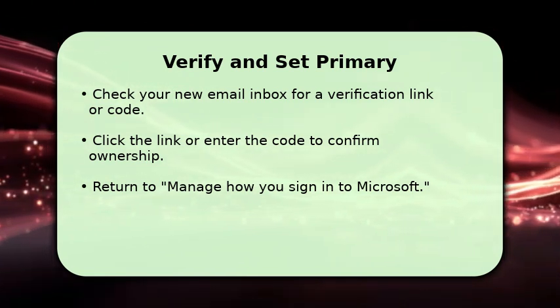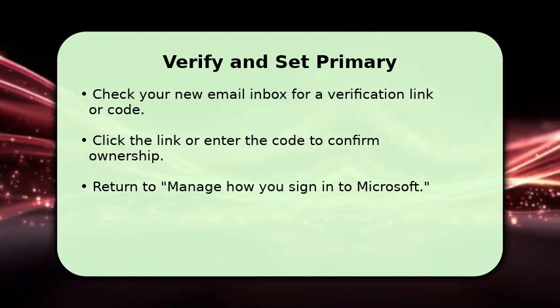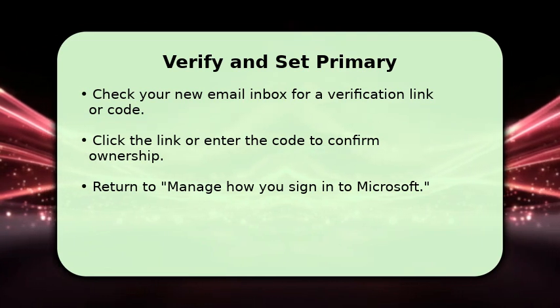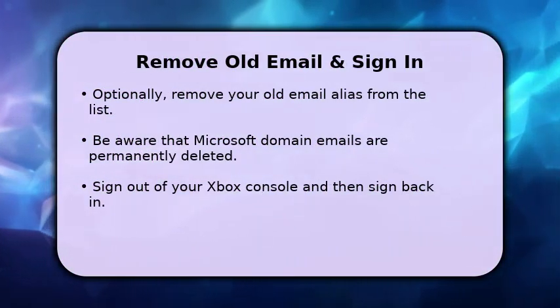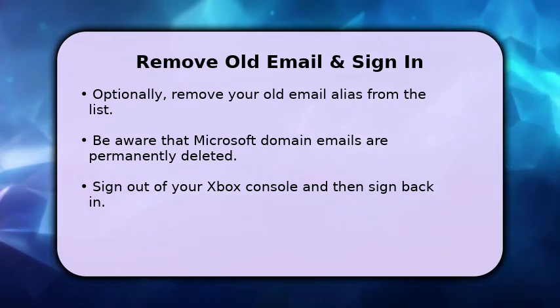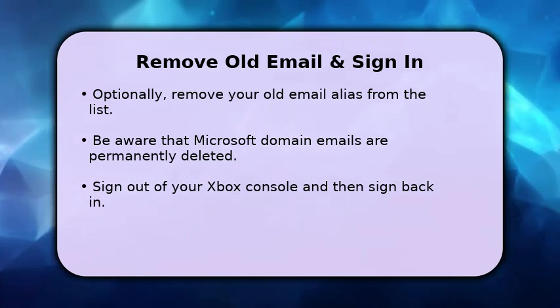Once verified, go back to the Manage How You Sign into Microsoft page. Find your new email in the list and click the Make Primary option next to it. Now, you have the option to remove your old email alias if you no longer wish to use it. Please note, if your old email is a Microsoft domain like hotmail.com, removing it deletes it permanently.